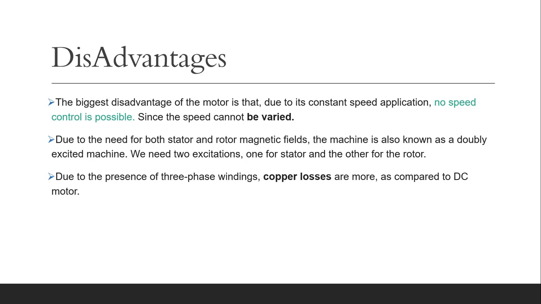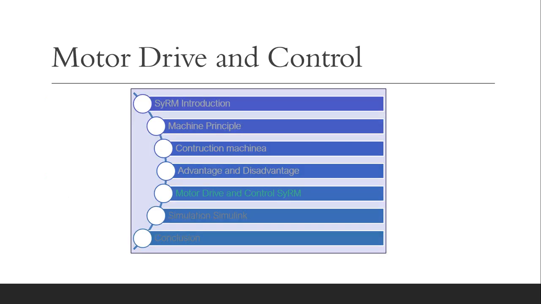The biggest disadvantage of this motor is that it is for constant speed applications and no speed control is possible, so the speed cannot be varied. And due to the need for both stator and rotor magnetic fields, the machine is also known as a doubly excited machine. We need two excitations, one for the stator and one for the rotor. And due to the presence of the two-phase winding, copper losses are higher compared with the DC motor.